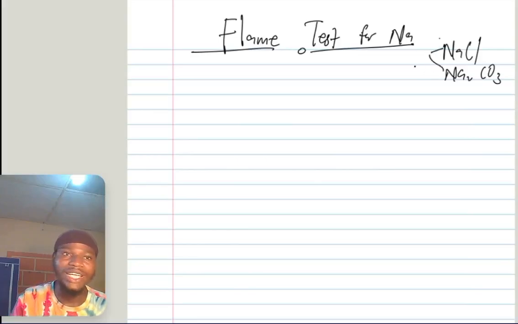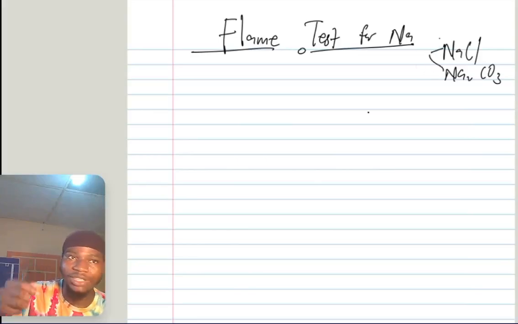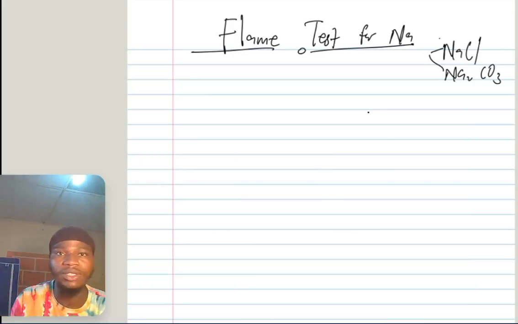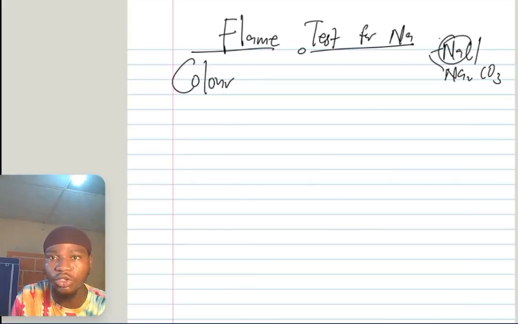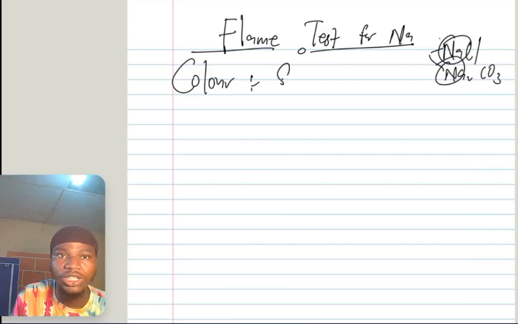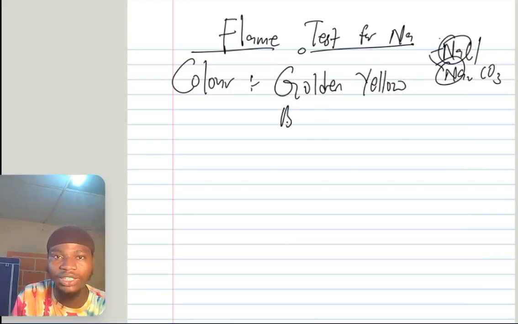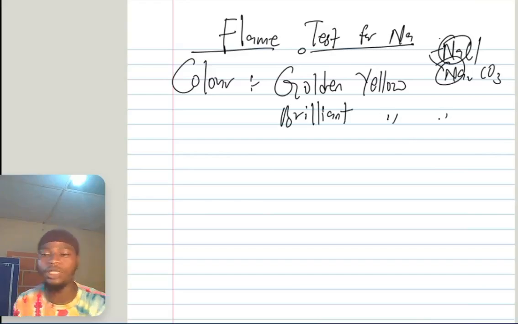Are you there? Then, after that, you put the platinum wire, which already has the compound of sodium around it, in a flame. Then the color that is brought out, due to the presence of sodium, is golden yellow. If you don't see golden yellow, you will see what we call brilliant yellow. That's another word for golden yellow.